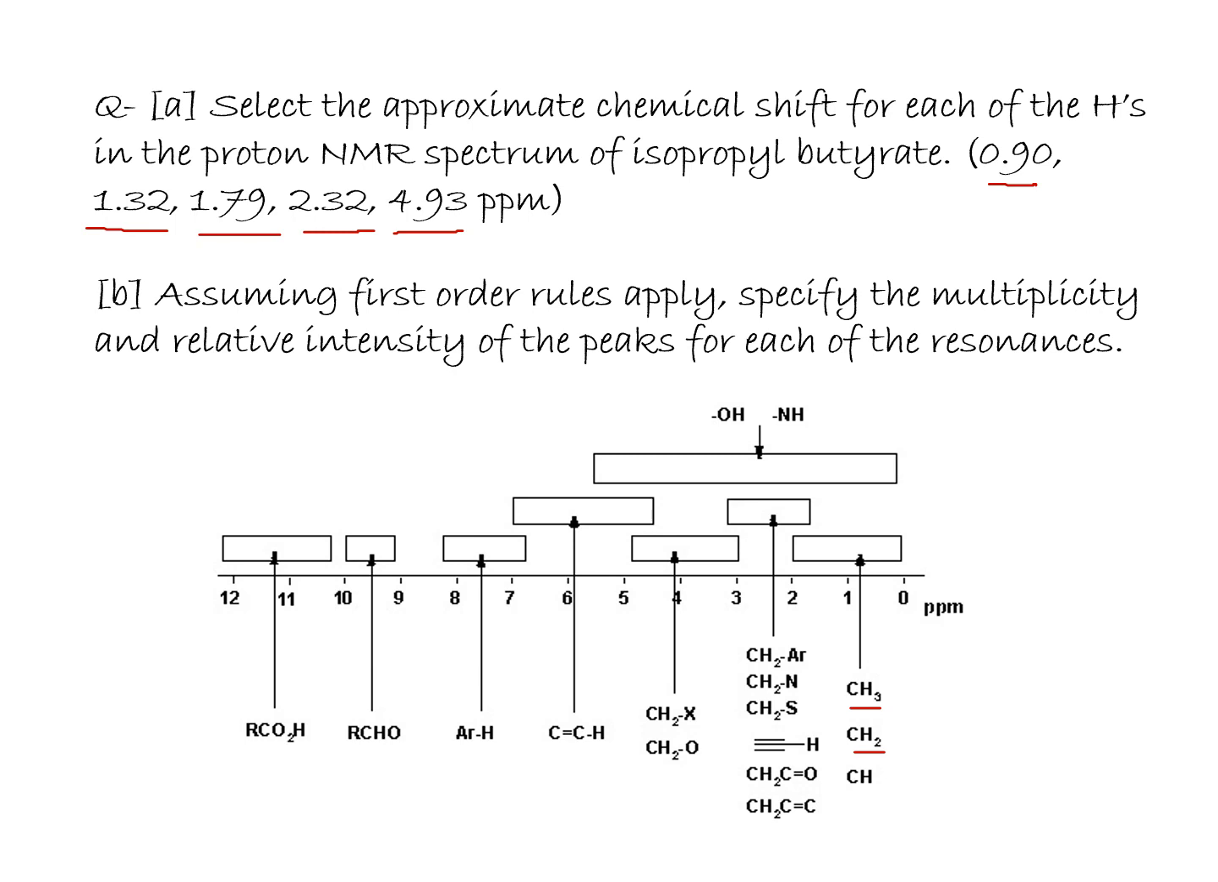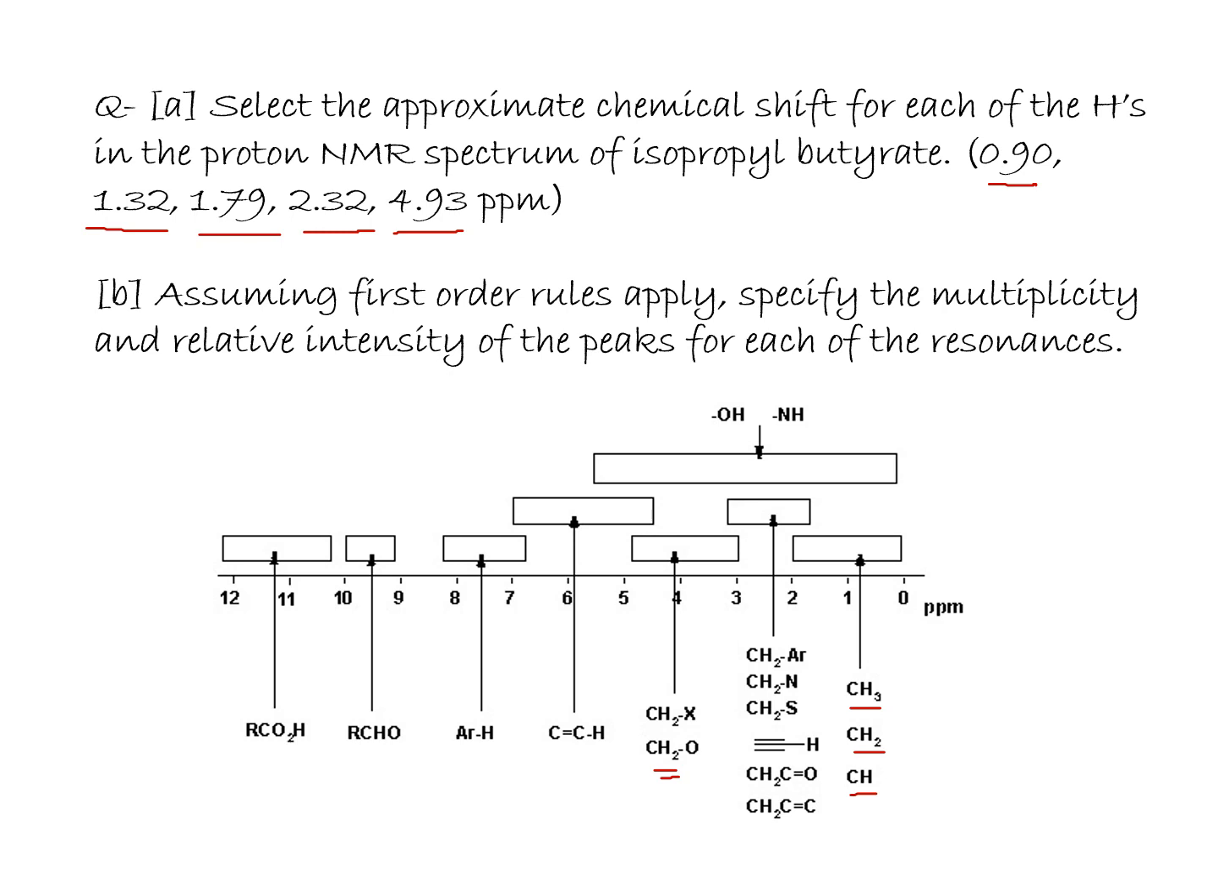Methylene protons and methane proton show up in the range from 0 to 2. If you have methylene adjacent to C double bond O, it ranges from 2 to 3. If you have the methylene proton adjacent to oxygen, then it's from 3 to 5.